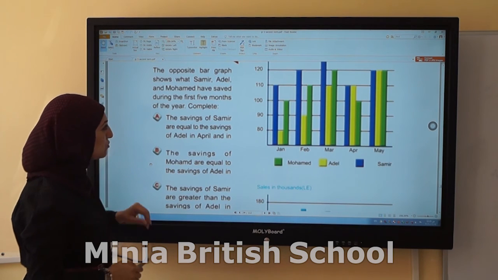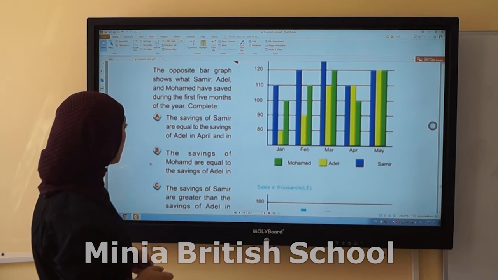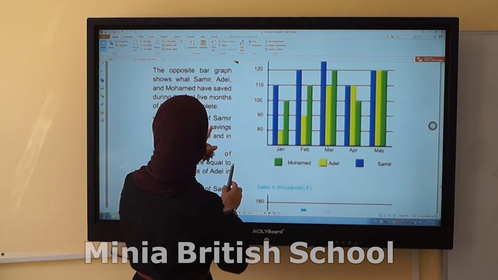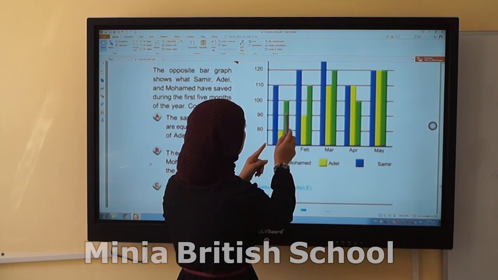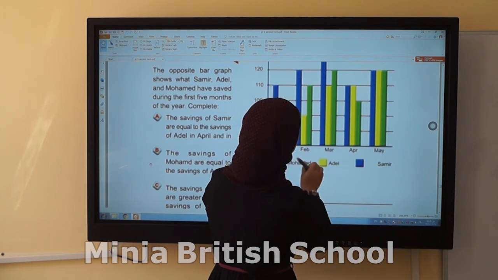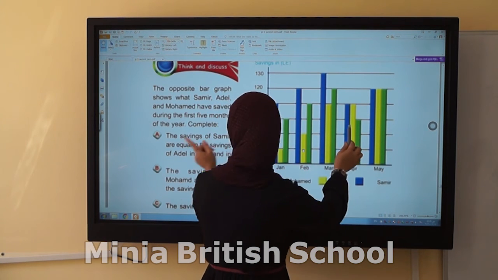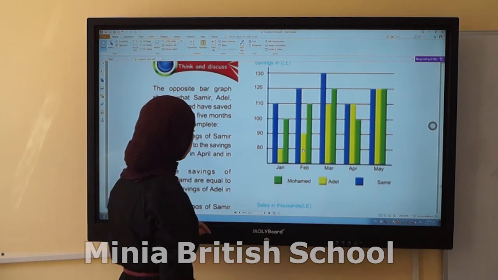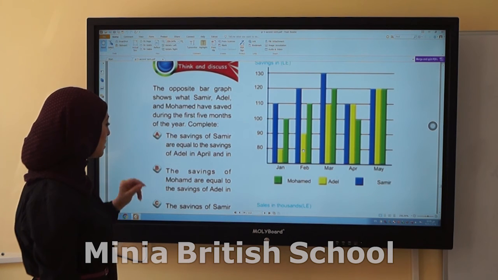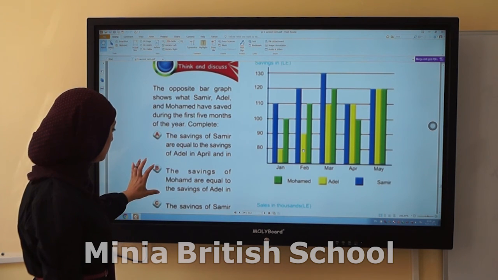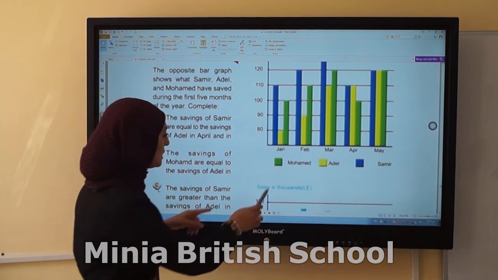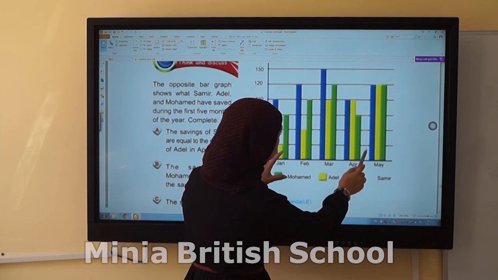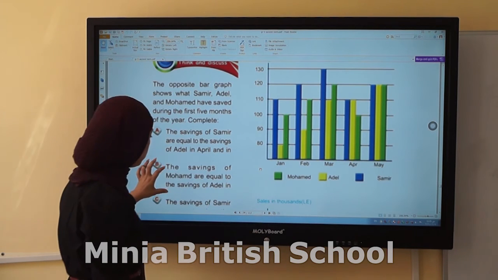What are the questions you have here? The savings of Samir are equal to the savings of Aiden in which month? Aiden and Samir, yellow and blue, are equal in April. Yes, he said April. And what is the other month? May. Okay? The savings of Muhammad are equal to the savings of Aiden, Muhammad and Aiden, green and yellow. They are equal in what? Green and yellow are equal in May only.